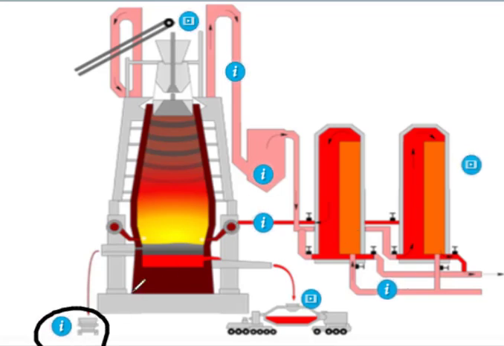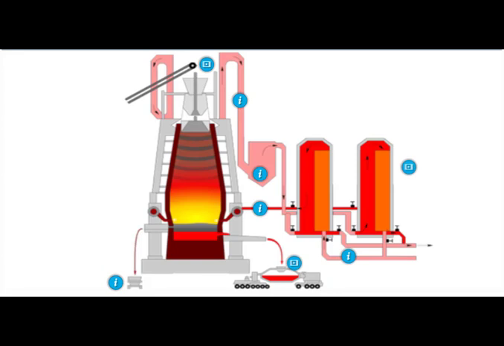Okay, this is the thing. So torpedo cars take the hot metal, and the slag car collects the slag for disposal. So this is all about the entire process of the equipment, how it's going to work, and the entire auxiliary equipment. So let us see.